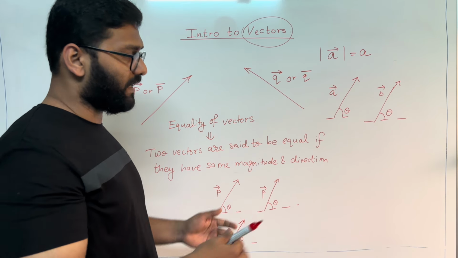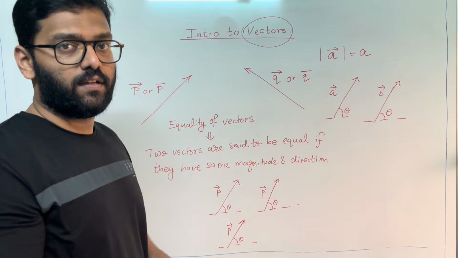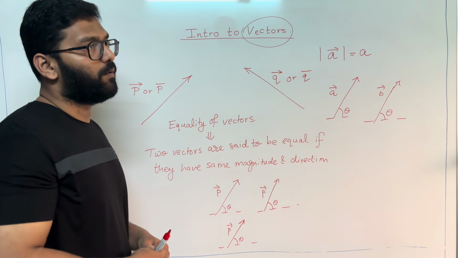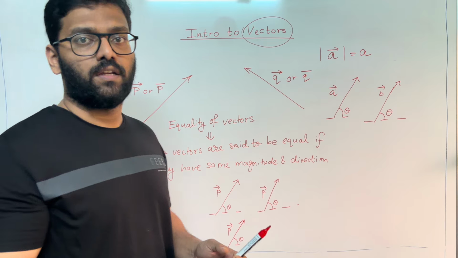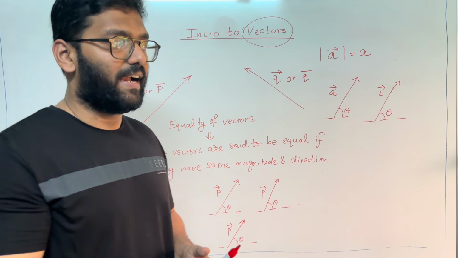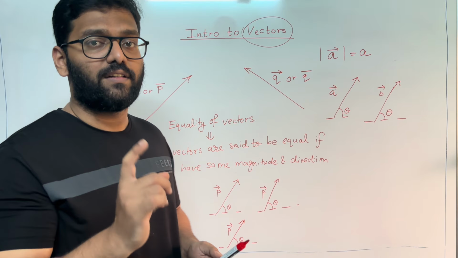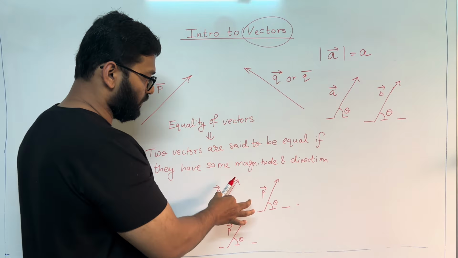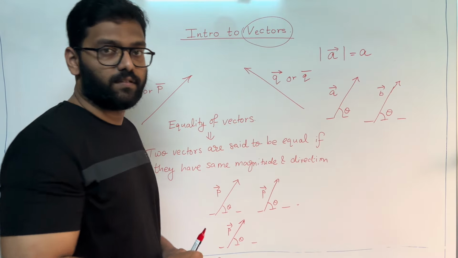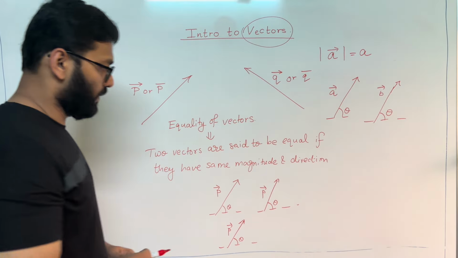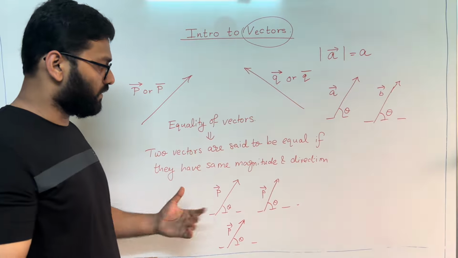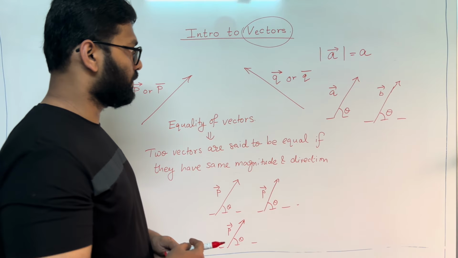Now that means you can translate the vector any way you want, and we will see in a free body diagram in Newton's laws of motion that it is very essential that you learn this skill to translate the vector from one point to another point. It's very important. Okay. Now this is all about equality of vectors.